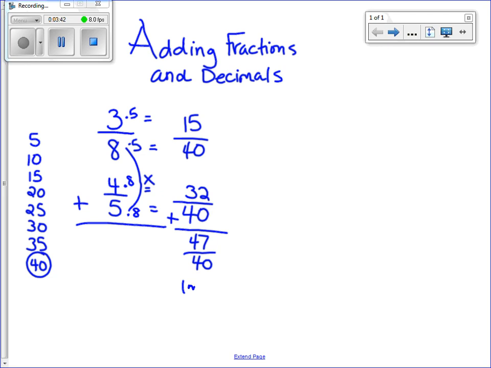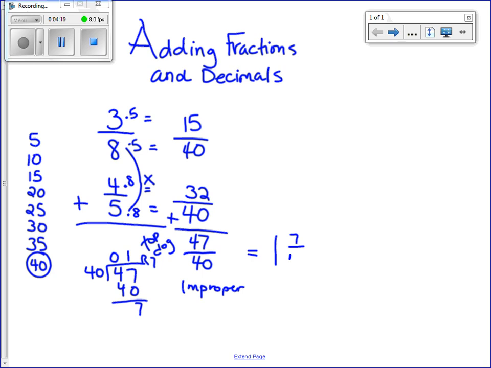What I noticed is I ended up with an improper fraction. I can tell because my numerator is larger than my denominator. Remember how we get an improper fraction to a proper fraction is we use our top dog in the house. So we're going to put 47 in our division house. 40 goes outside. 40 goes in once, subtract. Now my quotient of 1 is my whole number, my remainder of 7 is my numerator, and my divisor of 40 is my denominator, and those two stay the same.